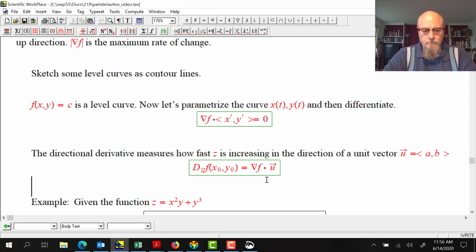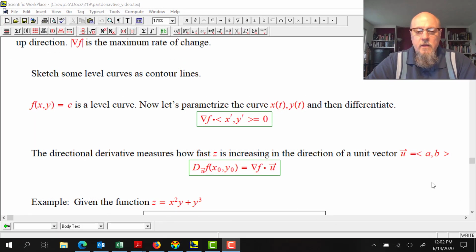Let's do an example. So the gradient vector points in the direction of greatest increase, the directional derivative is the maximum rate of that increase, of that rate of change. The gradient is perpendicular to level curves. All right, let's look at an example.